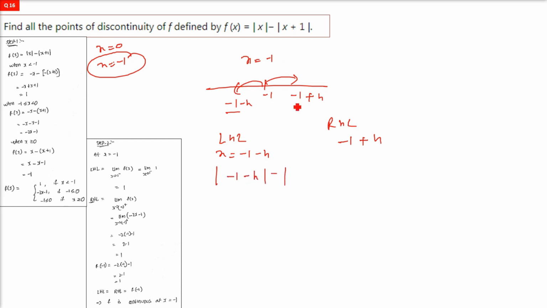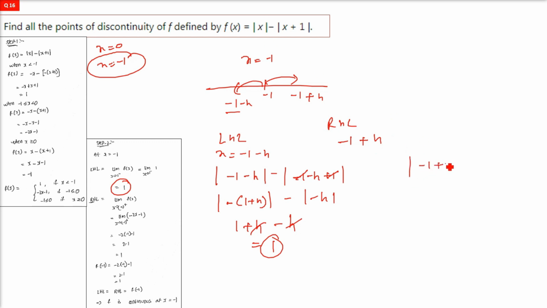I'm replacing the x in mod x plus 1 with -1 minus h in this case. So you can take minus common, -1 plus h. Here you can cancel these two, minus h. So minus of something is going to be positive and it comes out of the modulus. So h gets cancelled, you will get a 1. But you see this, in step 1 we have already found that f(x) is 1 for the first case. Now we are doing the trivial method for step 2, right hand limit, -1 plus h.